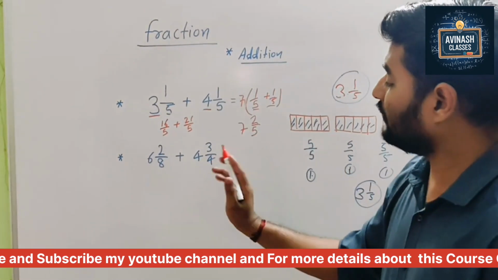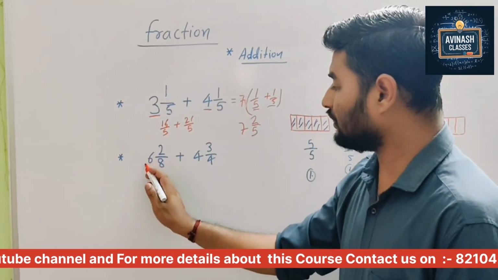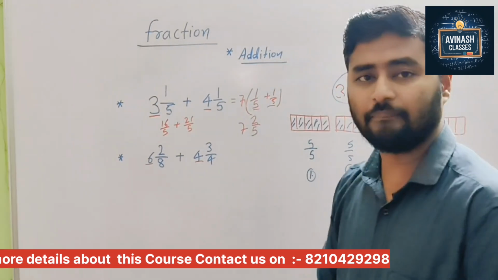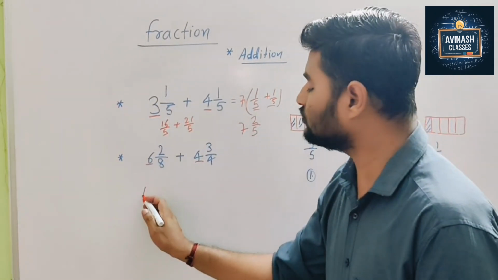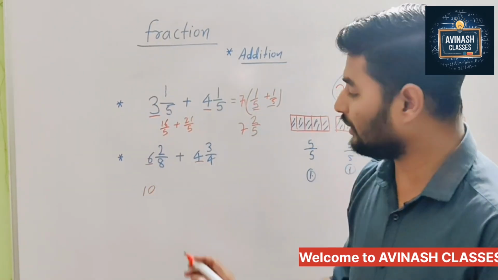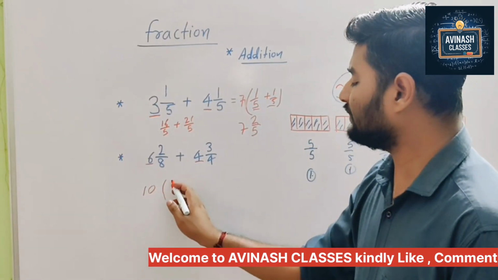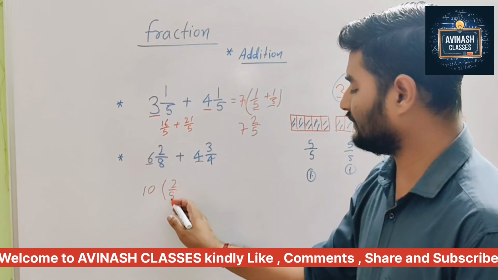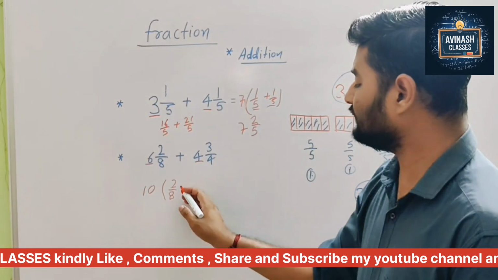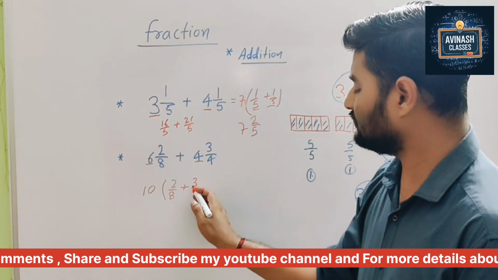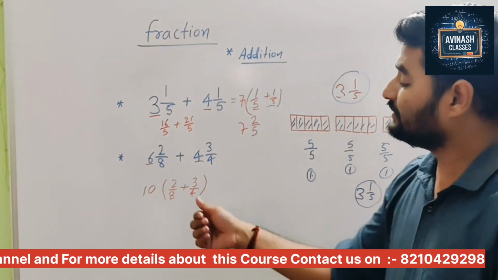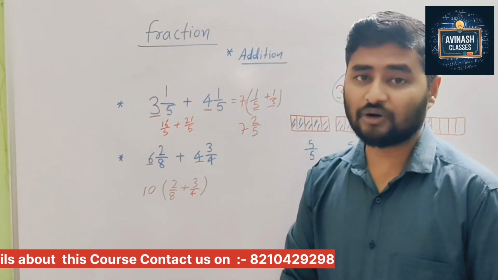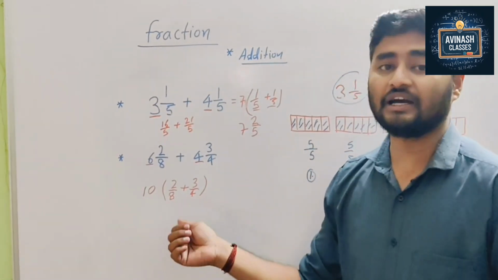Okay. Now in this question, here also there are whole numbers. So first we add the whole numbers. 6 plus 4 is going to be 10. No problem. Now the remaining part you take in a bracket for our understanding: 2 by 8 plus 3 by 4. Now see, this is not a like fraction. So this is an unlike fraction.